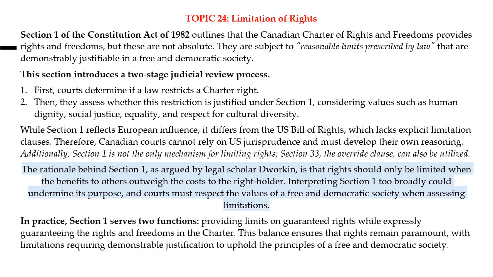So now we are done with equality rights. Next is limitation of rights. So this is the section that we have been referring to till here. Section 1 of the Constitution Act of 1982 outlines that whatever Canadian Charter of Rights and Freedoms are there, which provide rights and freedoms, they are not absolute. Government can put reasonable limits as per law. So those reasonable limits should be demonstrably justified in a free and democratic society.